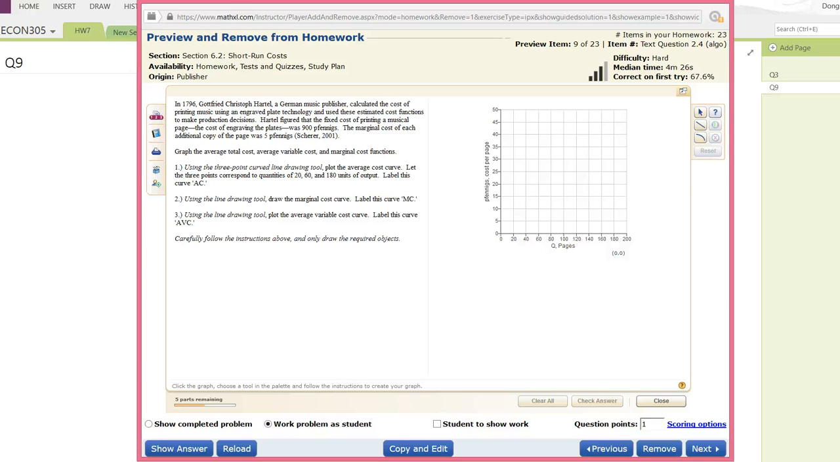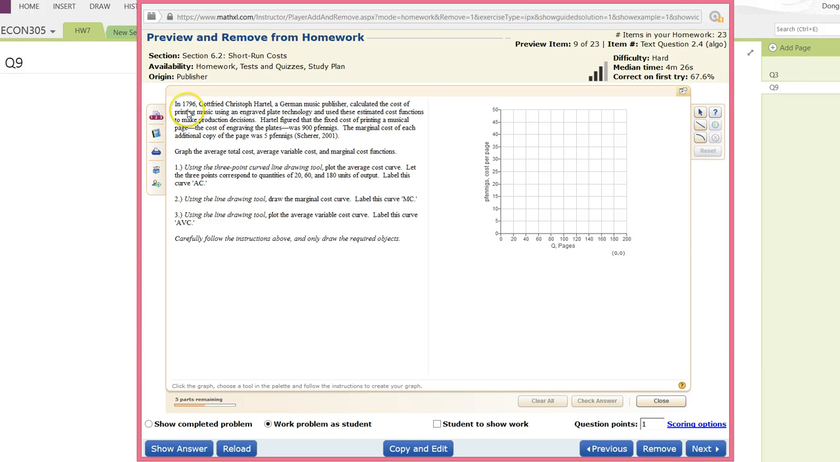This is question number 9 of homework 7 for chapter 6. This is a relatively hard question, but as you will see, as long as we follow the setup and read the setup carefully and do the work carefully, I think we should also be fine.